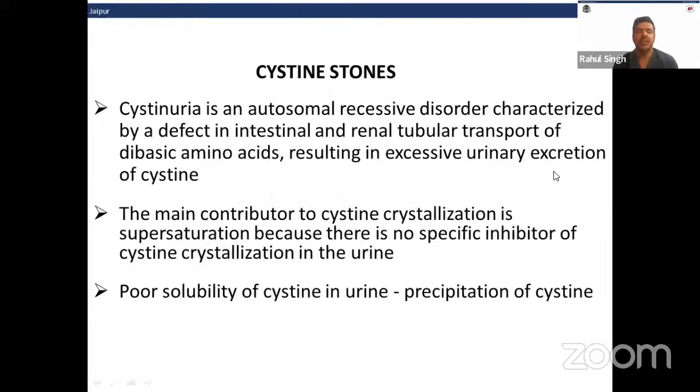Cystine stones. Cystinuria is an autosomal recessive disorder characterized by a defect in intestinal and renal tubular transport of dibasic amino acids, resulting in excessive urinary excretion of cystine. The main contributor to cystine crystallization is supersaturation, because there is no specific inhibitor of cystine crystallization in the urine. Poor solubility of cystine in urine leads to precipitation of cystine.